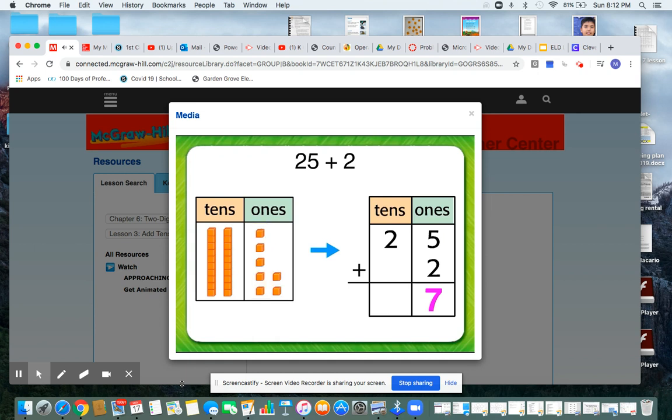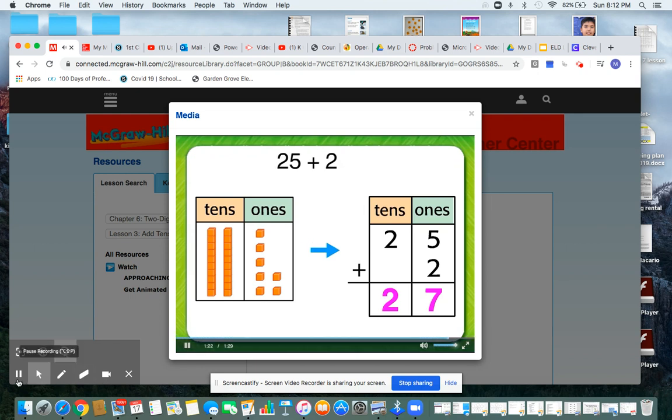Finally, add the tens. To add the tens, count the rods in the tens column. 1, 2. There are 2 tens. The sum is 2 tens and 7 ones, or 27. So 25 plus 2 equals 27.